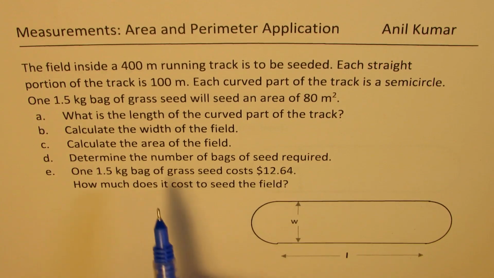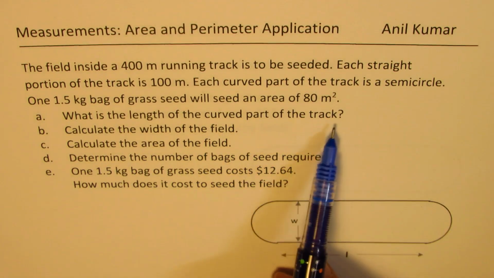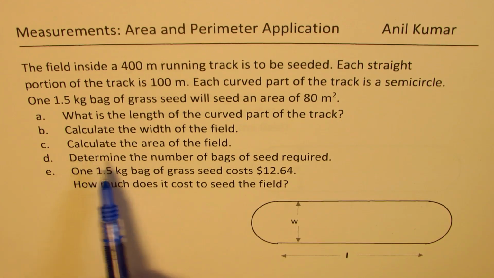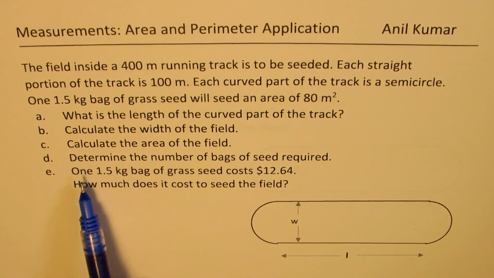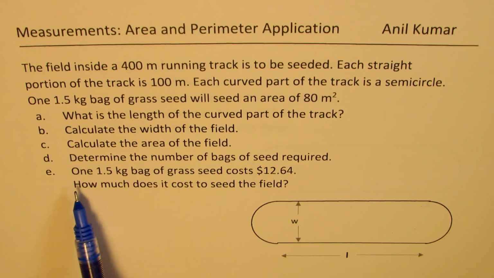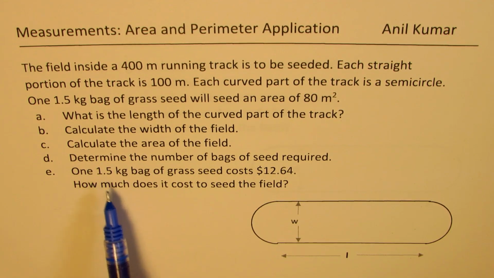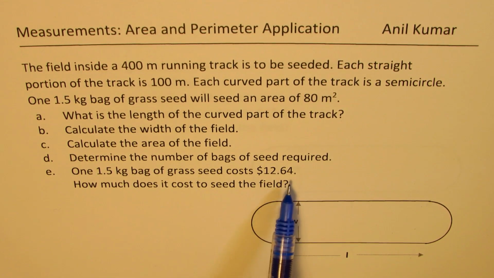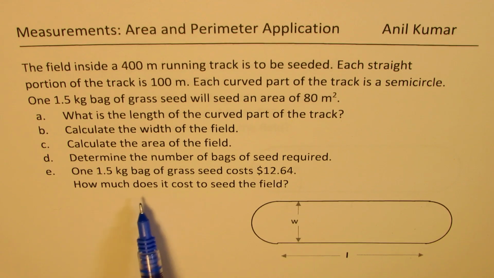A. What is the length of the curved part of the track? B. Calculate the width of the field. C. Calculate the area of the field. D. Determine the number of bags of seed required. E. A 1.5 kg bag of grass seed costs $12.64. How much does it cost to seed the field?